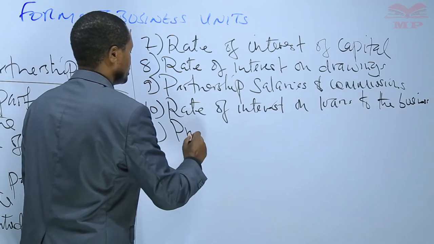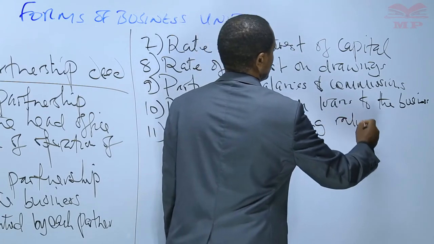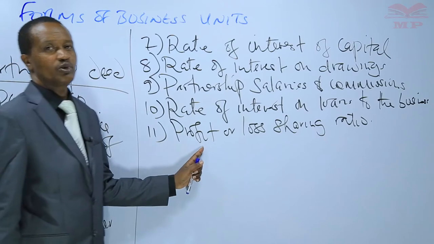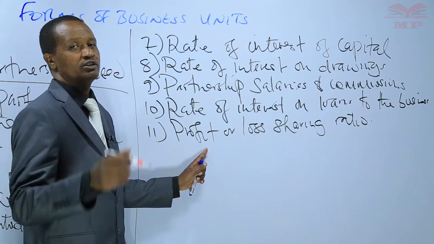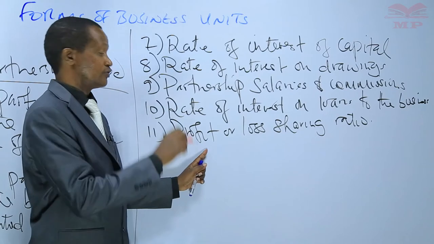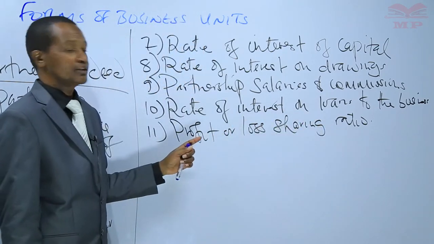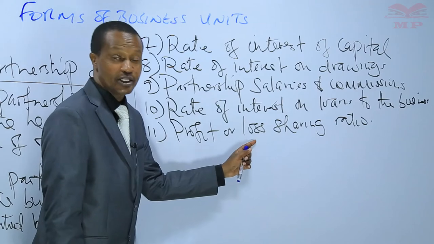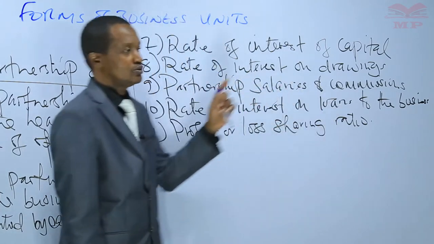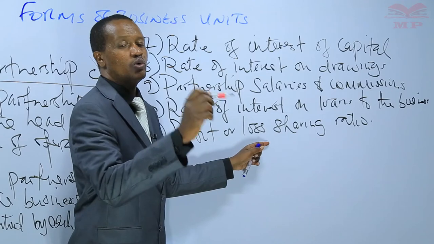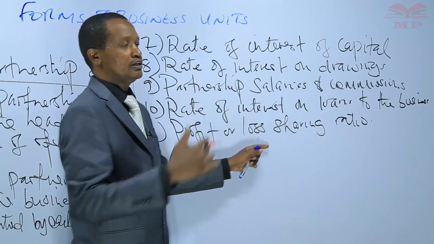Then there is number 11, the profit and loss sharing ratio. Partners have to agree on the profit or loss sharing ratio. If the partnership makes profit, in what ratio will they share this profit? Because remember, a partnership is an association of two or more persons who come together to do business with the aim of making profit. So if a profit is made, what will be the sharing ratio? And sometimes profit may not be made, but loss may be incurred in a given year. If loss is incurred, then what will be the loss sharing ratio? Is it 3-1 if there are two parties, or 3-2-2-2? They have to agree in advance.